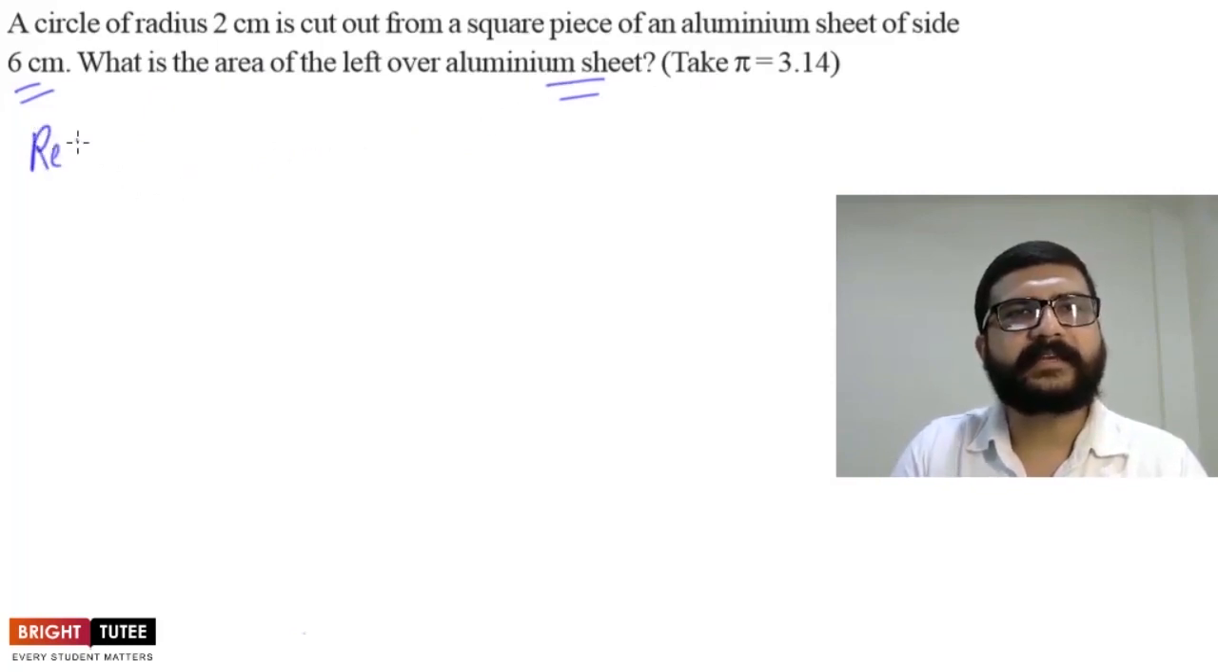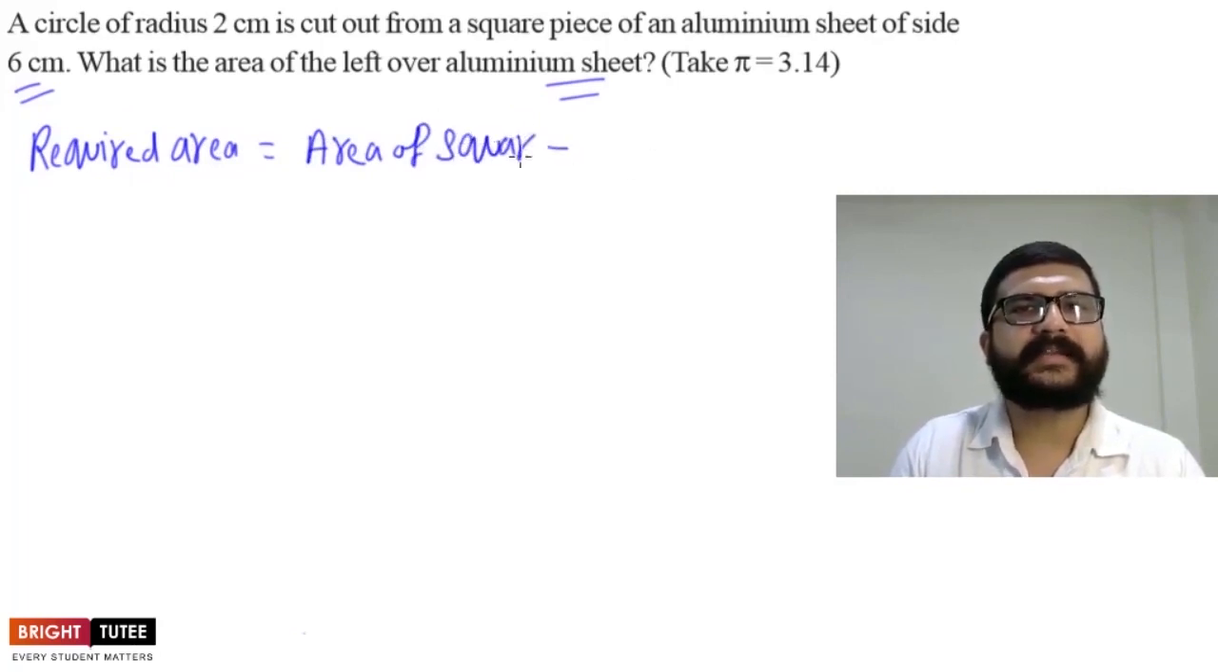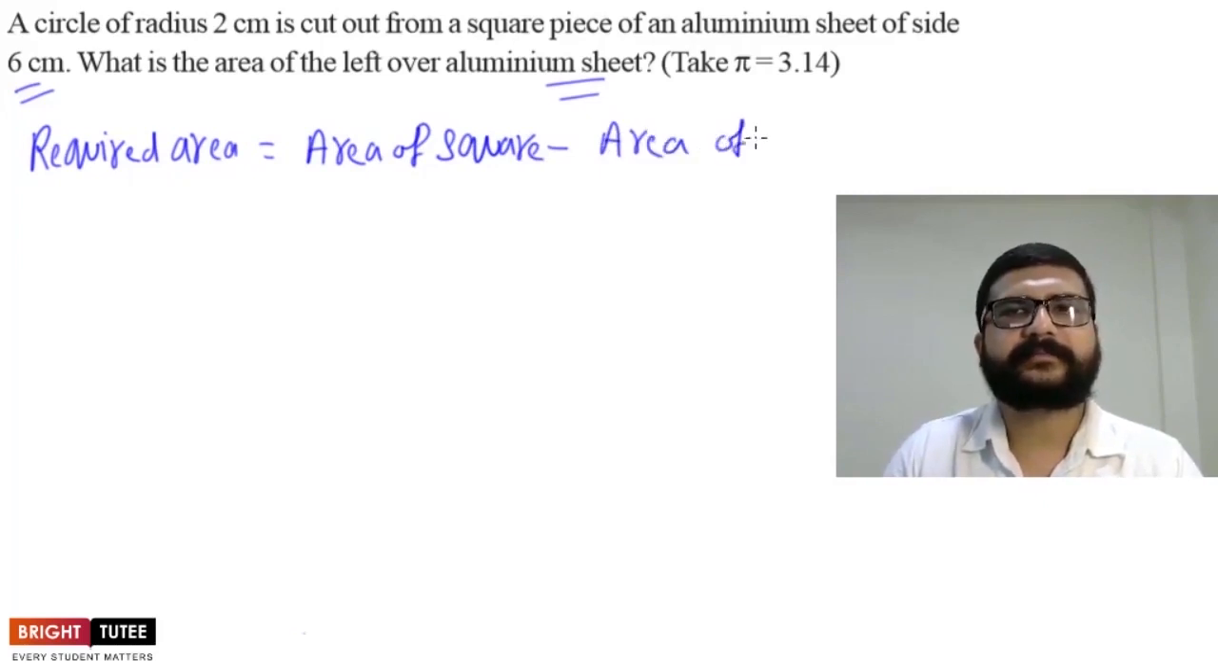So it means we can say required area or the area of the leftover aluminium sheet. This required area should be equal to the area of the square sheet, or area of square, minus the area of the circle which we are taking out of this.